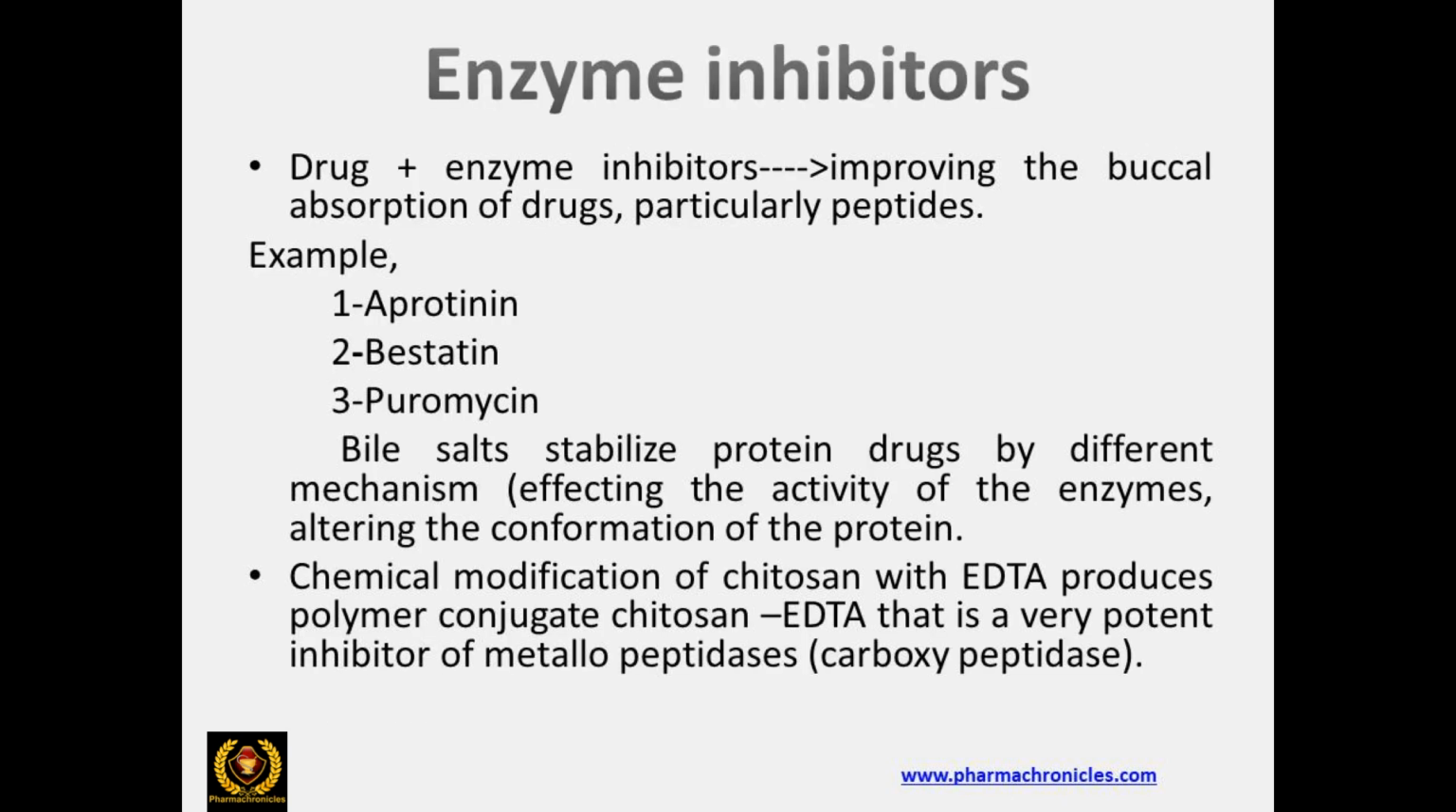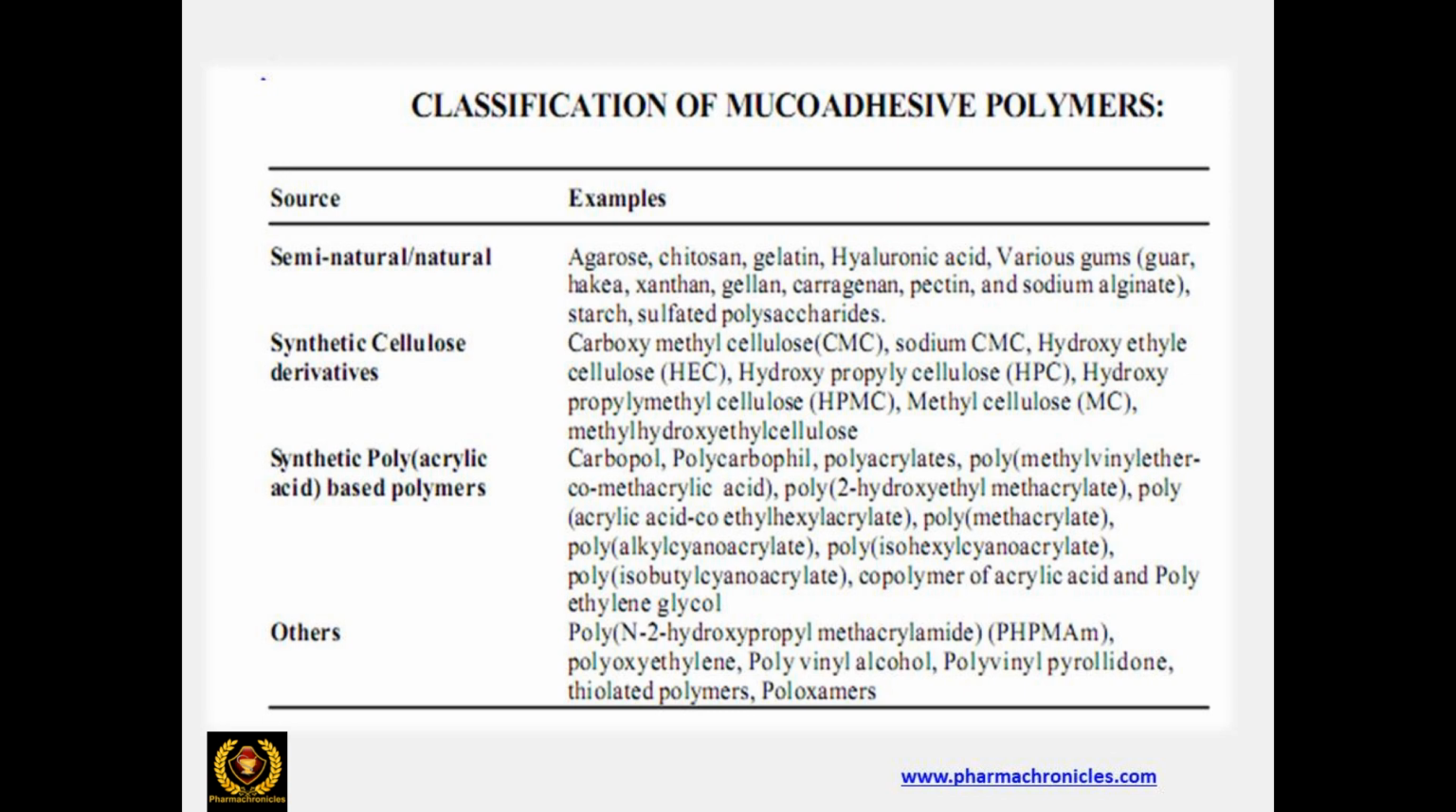Enzyme inhibitors. Enzyme inhibitors improve the buccal absorption of drugs, particularly peptides. Examples: 1. Aprotinin, 2. bestatin, 3. puromycin. Bile salts stabilize protein drugs by different mechanisms, affecting the activity of the enzymes and altering the conformation of the protein. Chemical modification of chitosan with EDTA produces the polymer conjugate chitosan-EDTA, which is a very potent inhibitor of metallopeptidases, carboxypeptidase. Classification of mucoadhesive polymers.